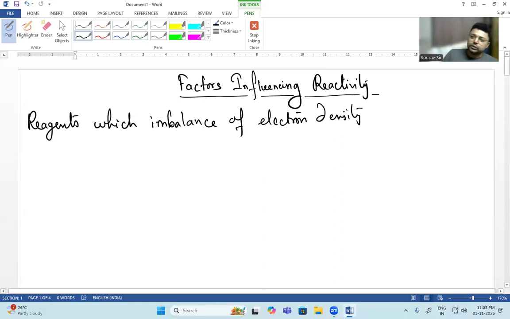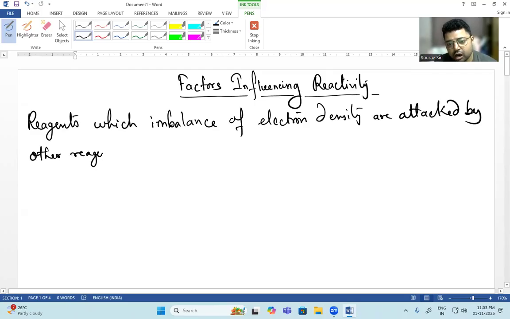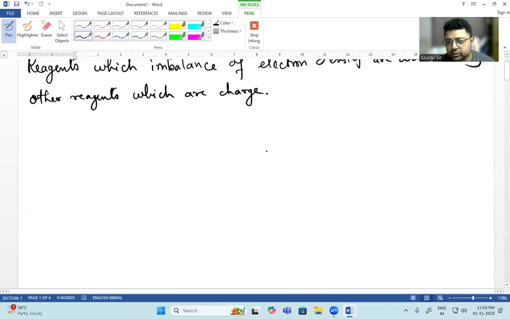undergo reactions with various types of reagents which are charged. Reagents which have an imbalance of electron density are attacked by other reagents which are charged. Okay, now what does this statement, imbalance of electron density, mean? What does this statement actually mean?